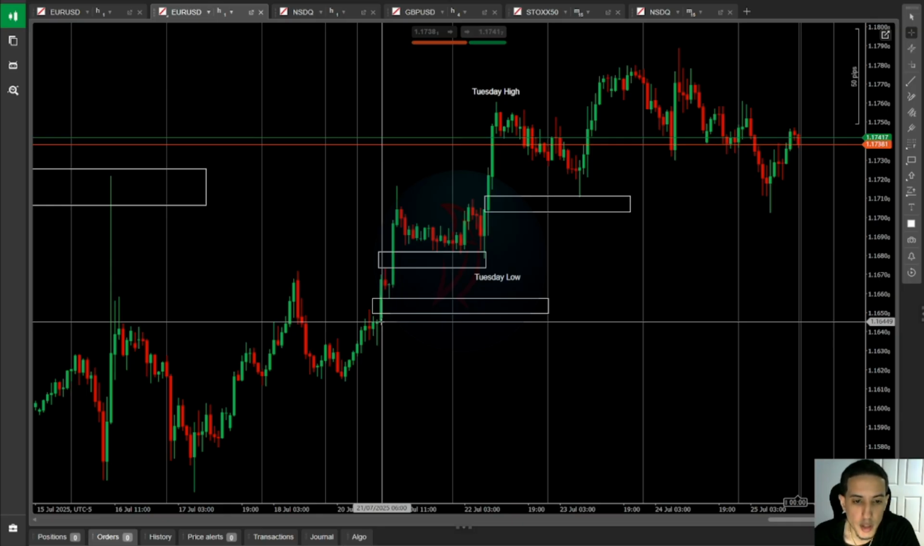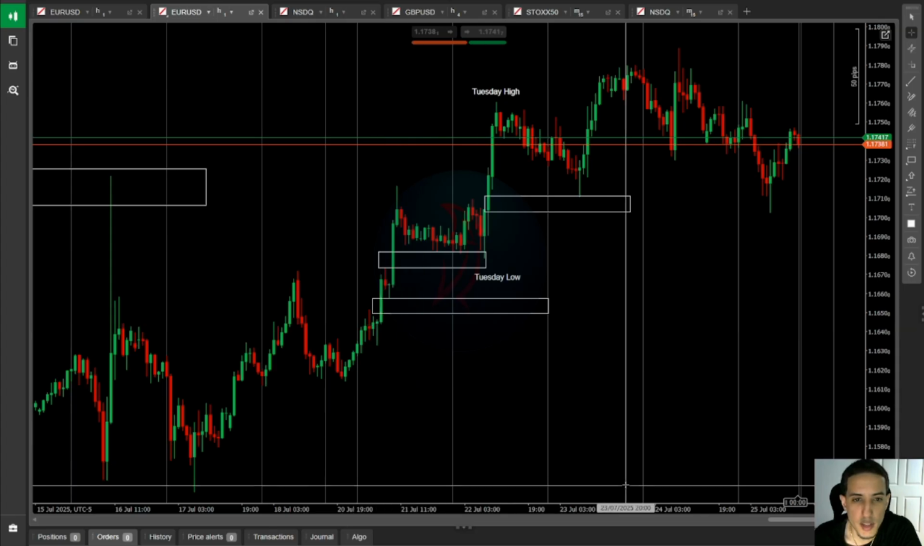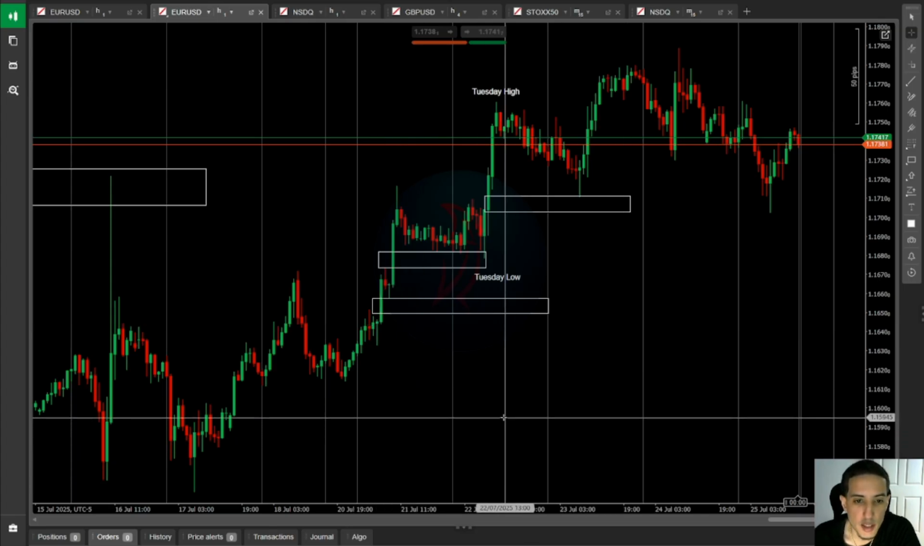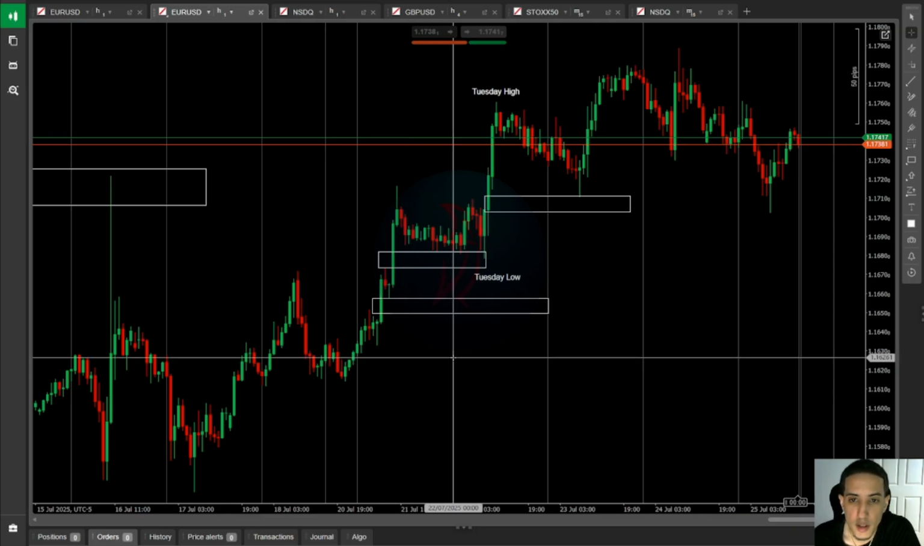Also, we're looking at a 1 hour EUR/USD chart. I usually use a 4 hour chart for bias, but for this strategy, targeting the previous day's highs and lows, I like to use the 1 hour because I can see the entire week. I can see the entire previous week and the entire previous day, which is what we're looking at here.